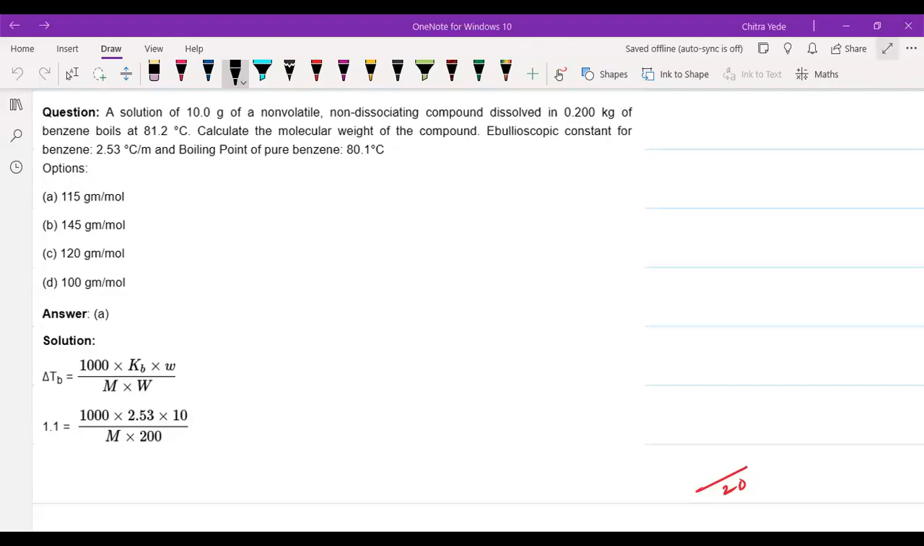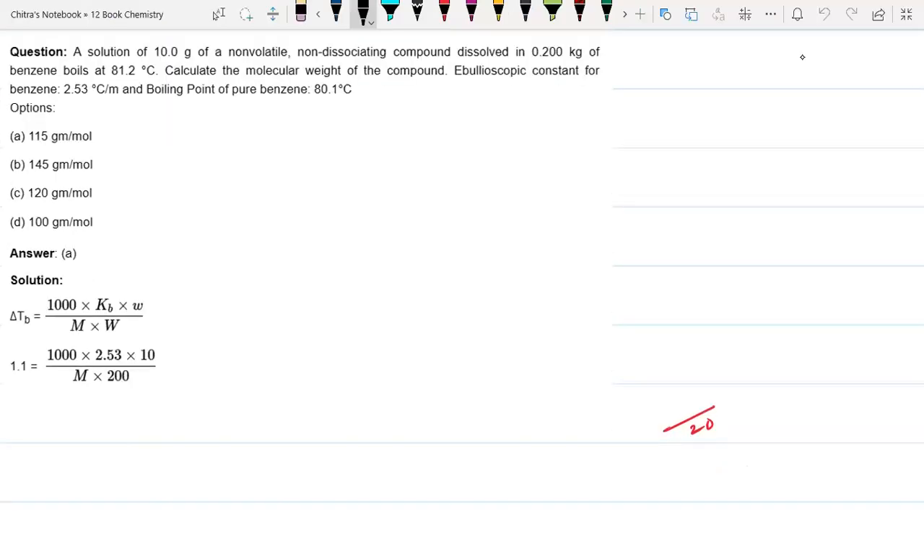Okay, whenever we are going to solve any numerical, first we have to write what is given there. So I'm going to write the given part here.